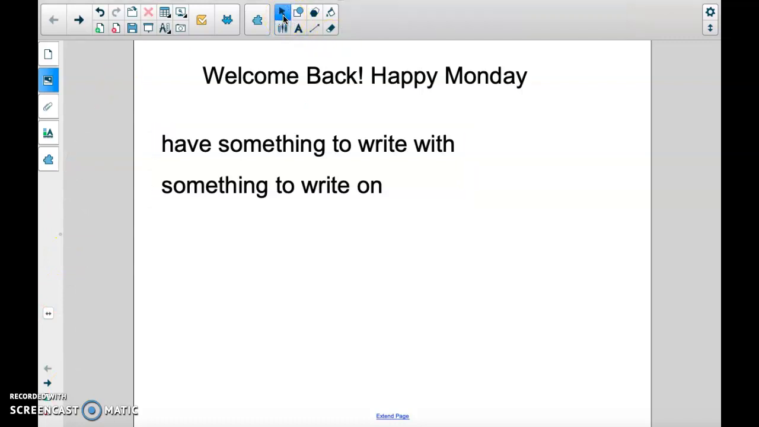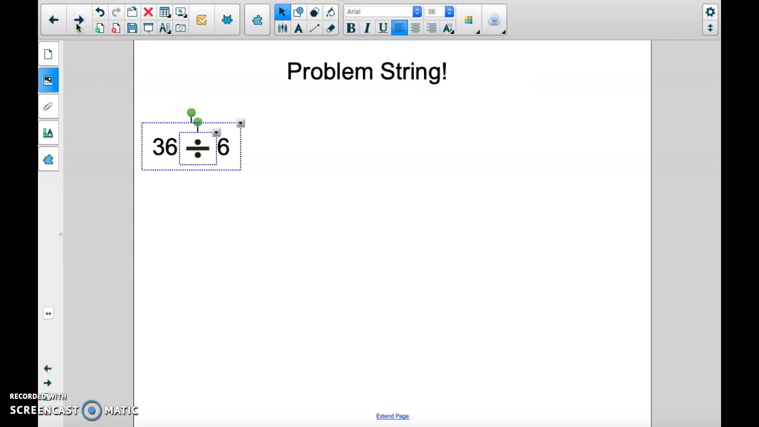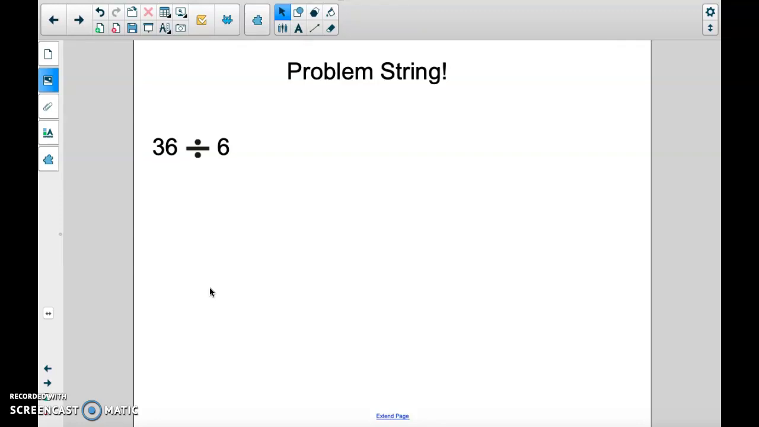Let's get into it. Make sure you have something to write with and something to write on. We are going to do a problem string today, so you will have some problems that you'll need to be solving. And this week we're going to focus on division specifically. All right? So first one is just to get us back into the routine of things, 36 divided by 6. Go ahead, pause your problem, solve it however you need to solve it, and then let's regroup, and then hit play.